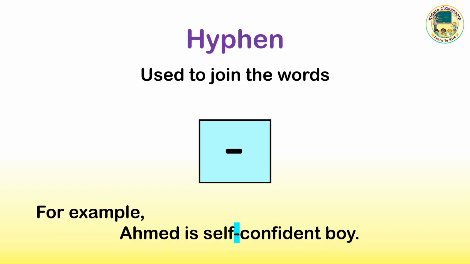Hyphen. It is used to join words. For example, Ahmed is a self-confident boy. You can see the symbol of hyphen between the two words self and confident.